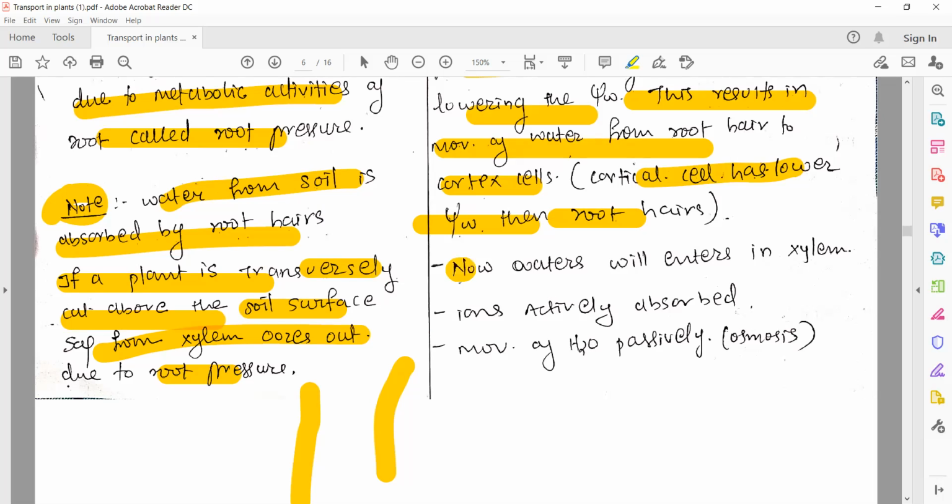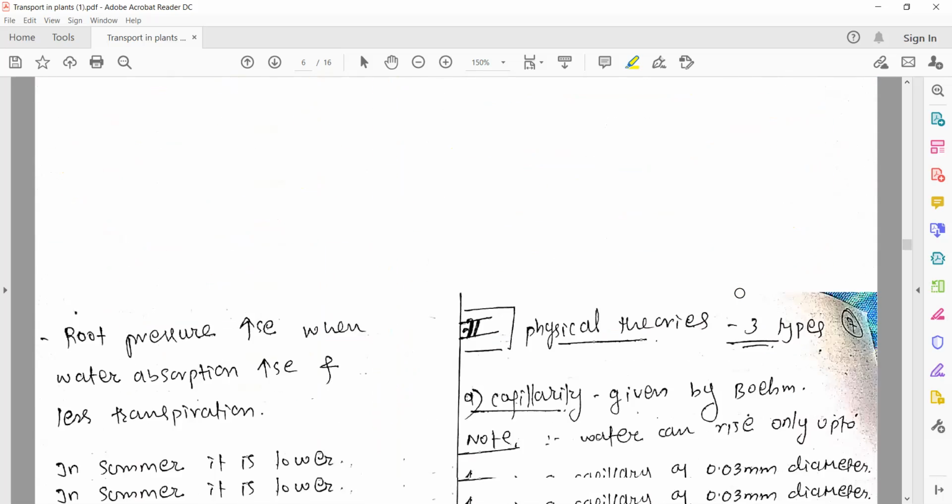Now see, the water will enter into the xylem and ions will be actively absorbed, and the movement of the water is passive, that is due to the osmosis process from the higher concentration to the lower concentration. What is happening is the movement of the solvent, and that is the water over here. So these two lines are very important for you: ions are actively absorbed and the movement of the water is done by the passive process called osmosis.